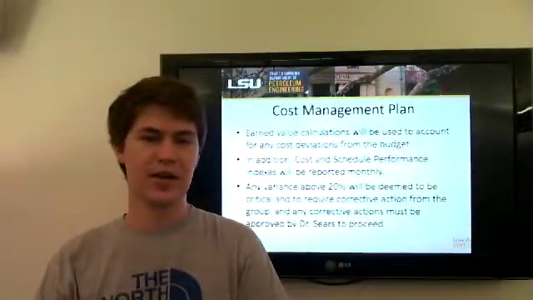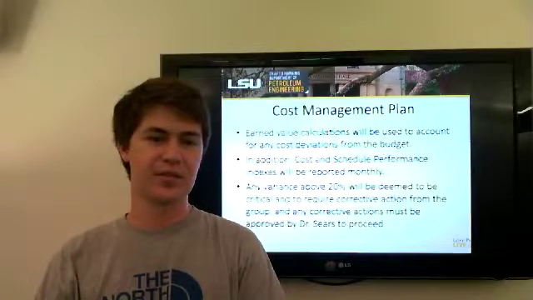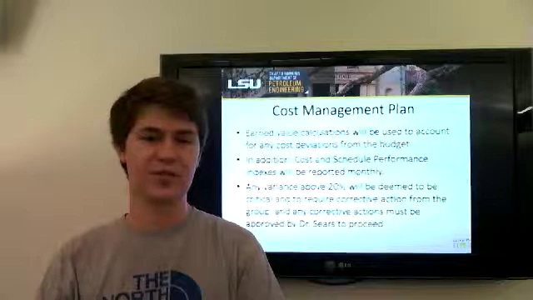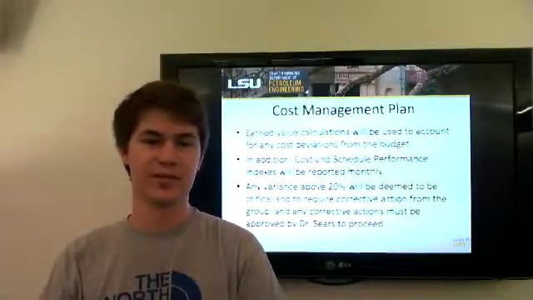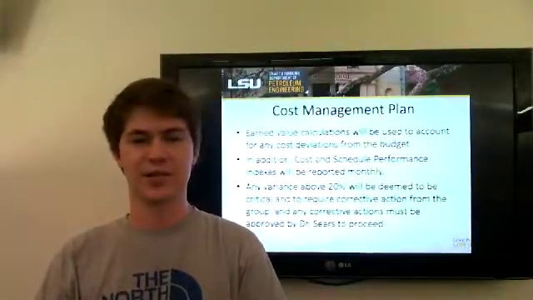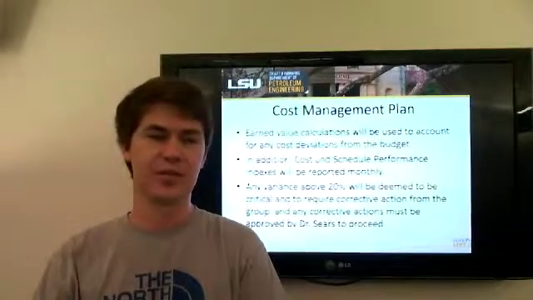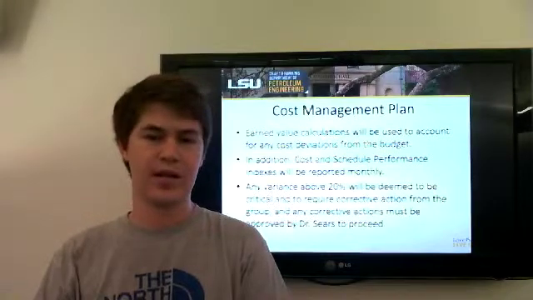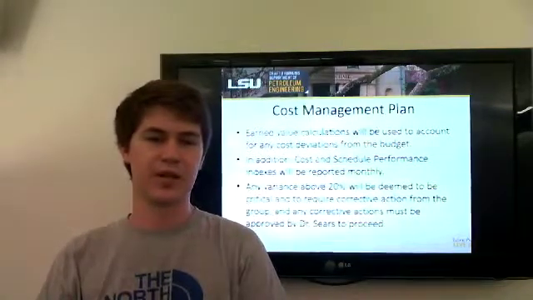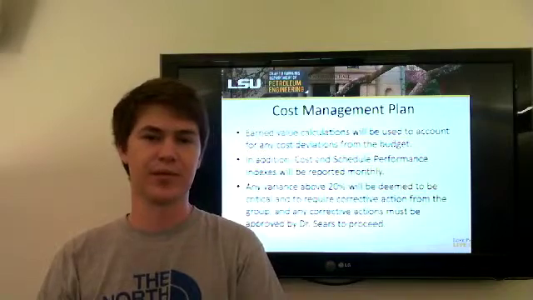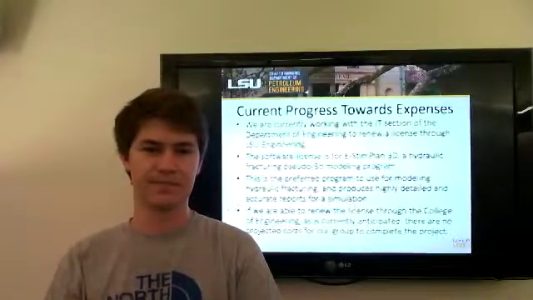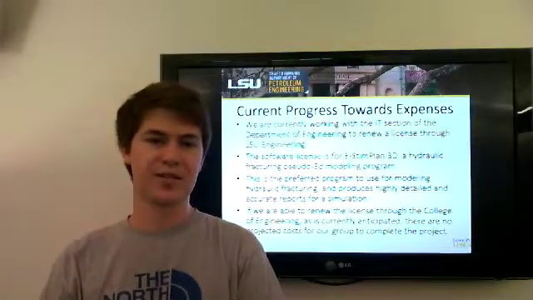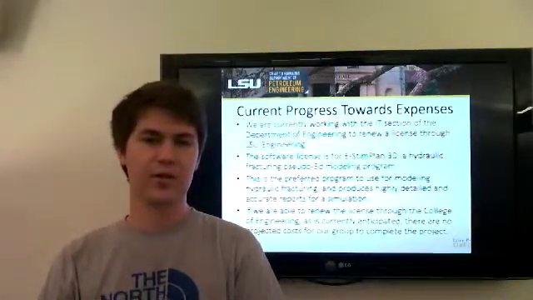In terms of accounting for any cost deviations from the budget, we'll use earned value calculations. In addition, cost and schedule performance indexes will be reported monthly. Any variance above 20% will be deemed critical, and at that point it will need corrective action from the group. Any corrective actions that the group deems necessary will need to be approved by Dr. Sears to proceed.